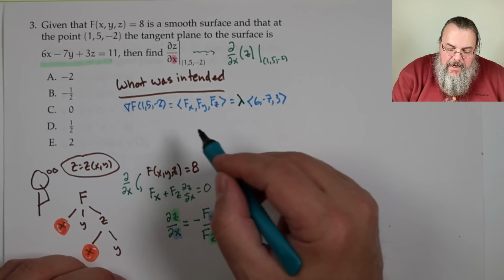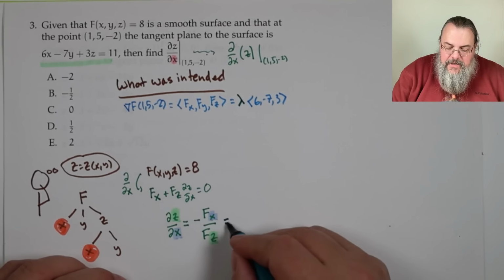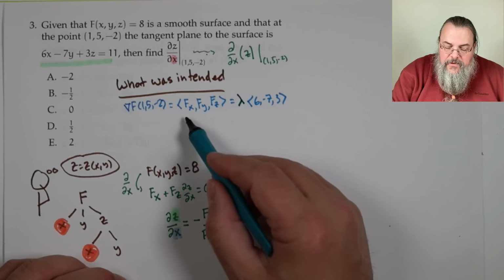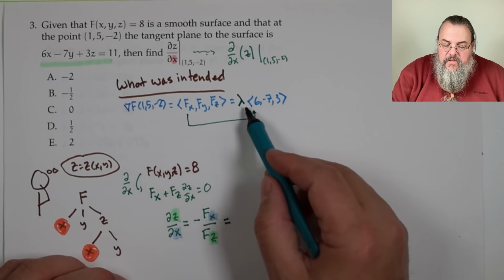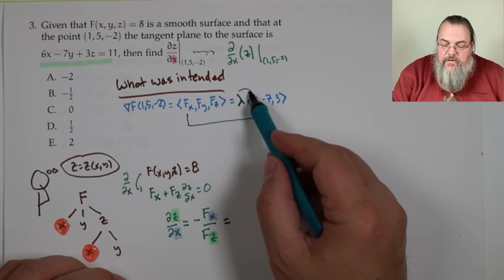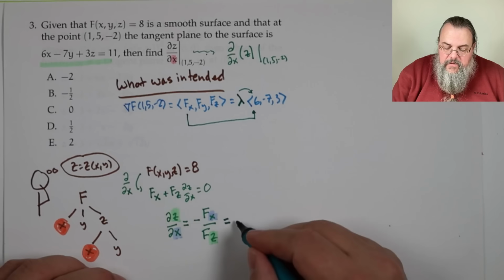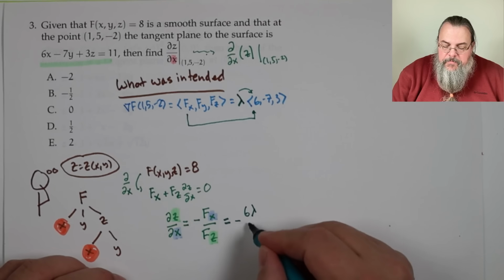And now we say, we're almost there. Come down here. What do we see? F sub x would be 6 lambda, right? Because the lambda goes through. So we get a minus 6 lambda.